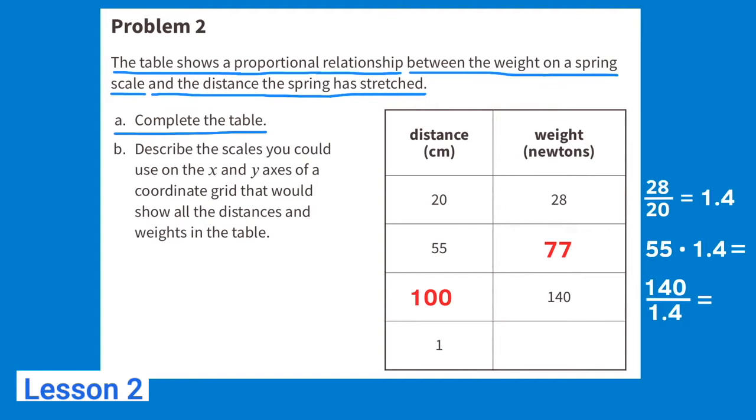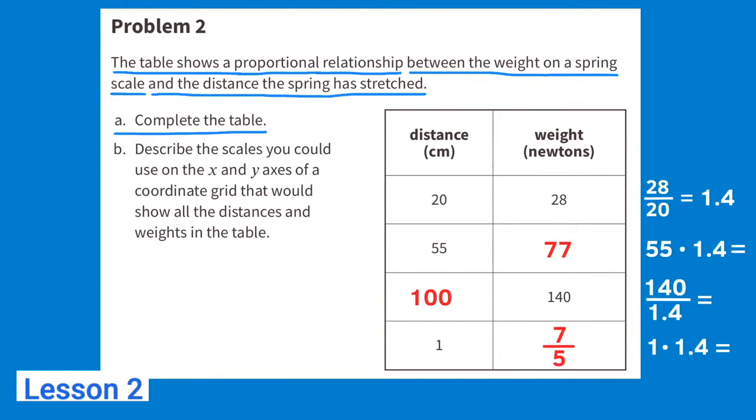And the last one, the distance is 1. 1 is 1 4/10 times smaller than what number? 1 times 1 4/10 equals 1 4/10. When the distance is 1 centimeter, the weight in newtons is 1 4/10. And 1 4/10 is equivalent to 14/10. Any answer that's equivalent to 1 4/10 or 14/10 would work. Even 14/10 can be reduced or simplified to 7/5.